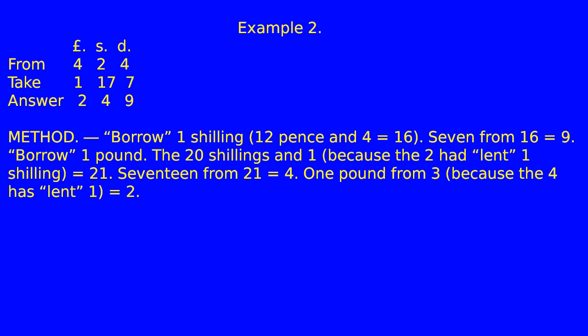Example 2. Pounds, shillings, pence. From 4, 2, 4 take 1, 17, 7. Answer 2, 4, 9. Method. Borrow 1 shilling, 12 pence and 4 equals 16. 7 from 16 equals 9. Borrow 1 pound. The 20 shillings and 1, because the 2 had lent 1 shilling, equals 21. 17 from 21 equals 4. 1 pound from 3, because the 4 has lent 1, equals 2.